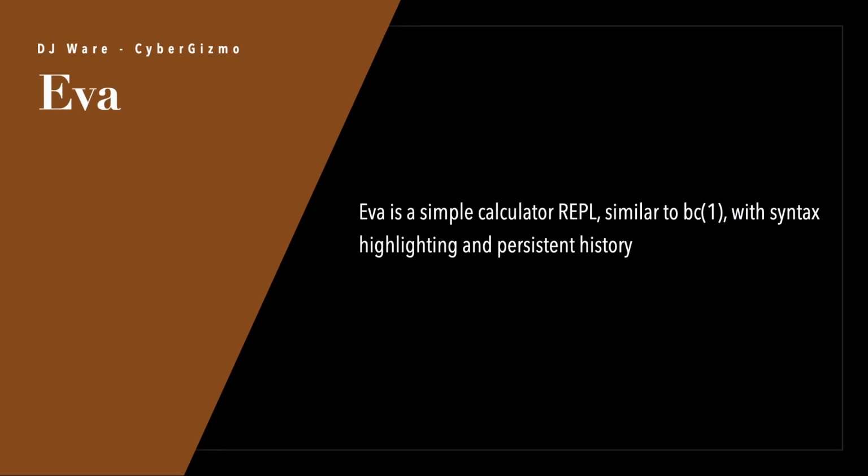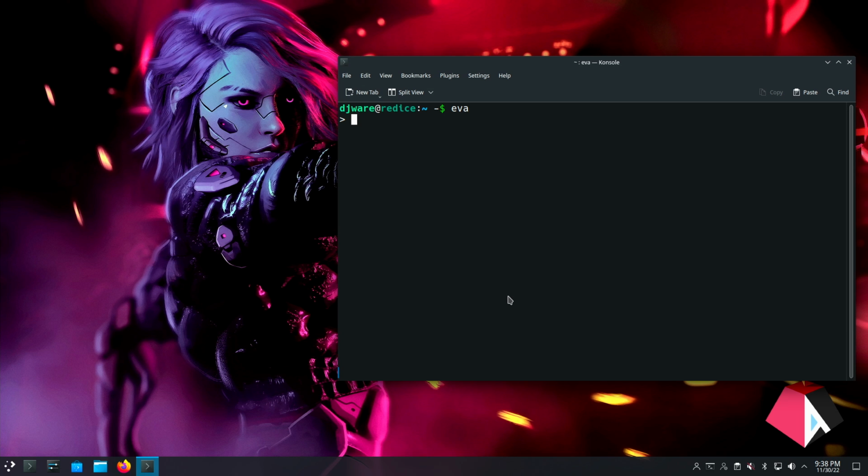Let's look at EBA. So let's try. Yeah, see it. Yeah, it uses, it has floating point. Probably have to control C out.